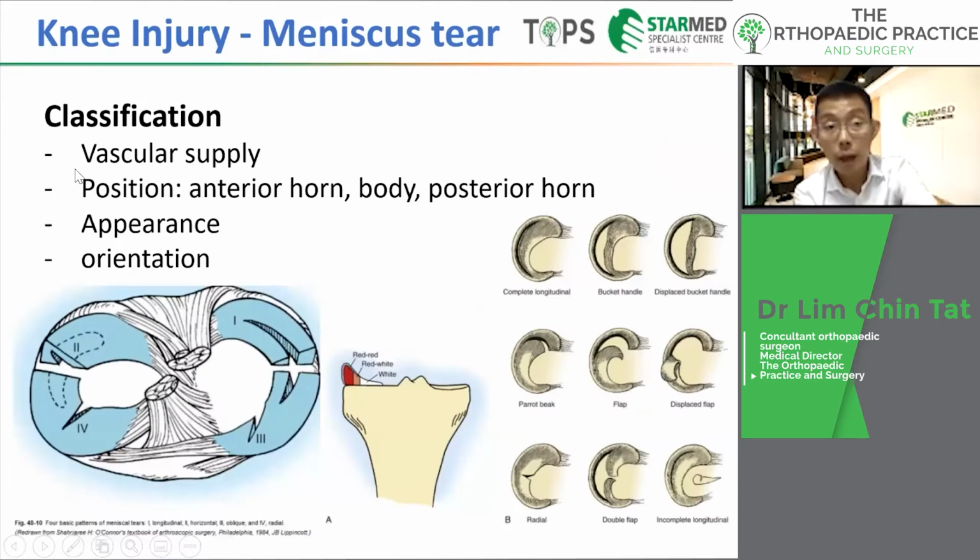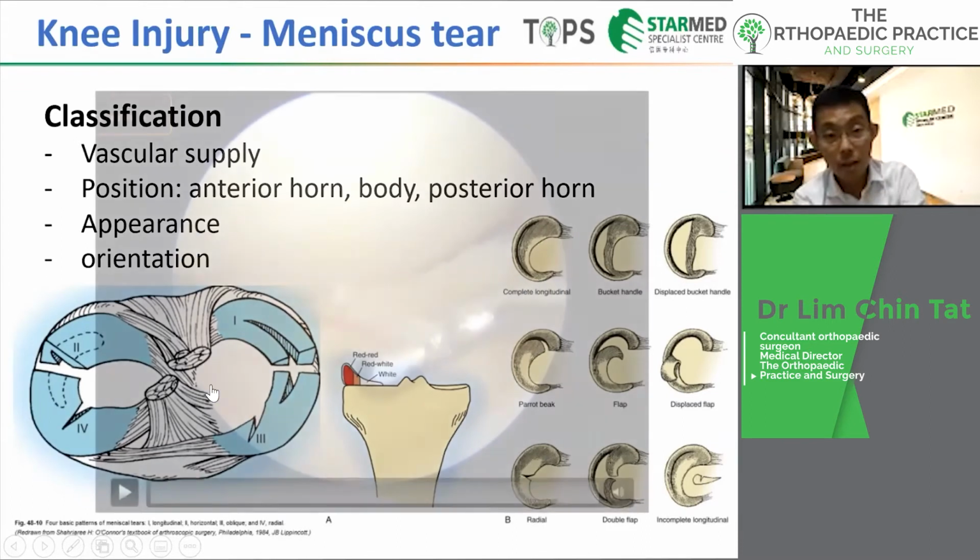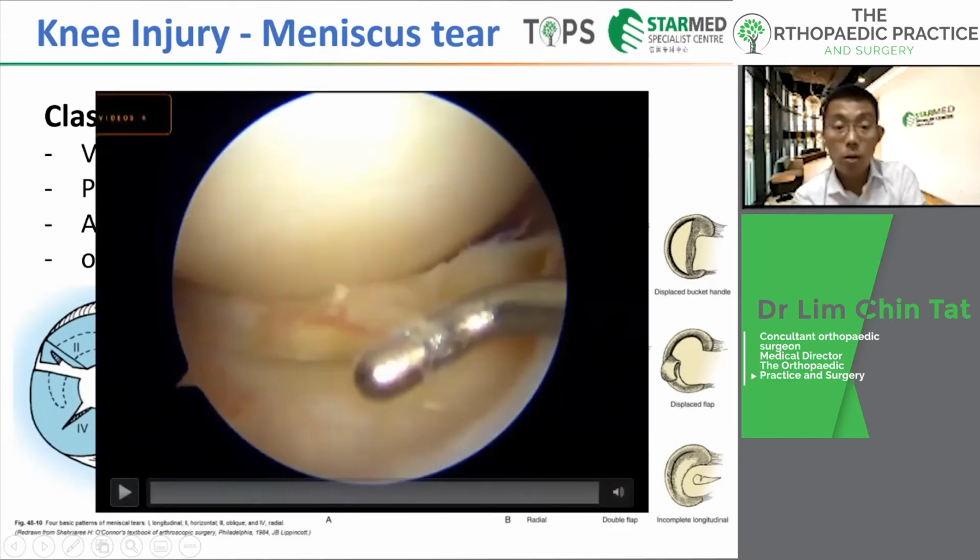So different types of tear, we divide them by whether they have good vascular supply, the location of the tear, the appearance, and the orientation. But it's not important, so let me show you a video of a meniscus tear.